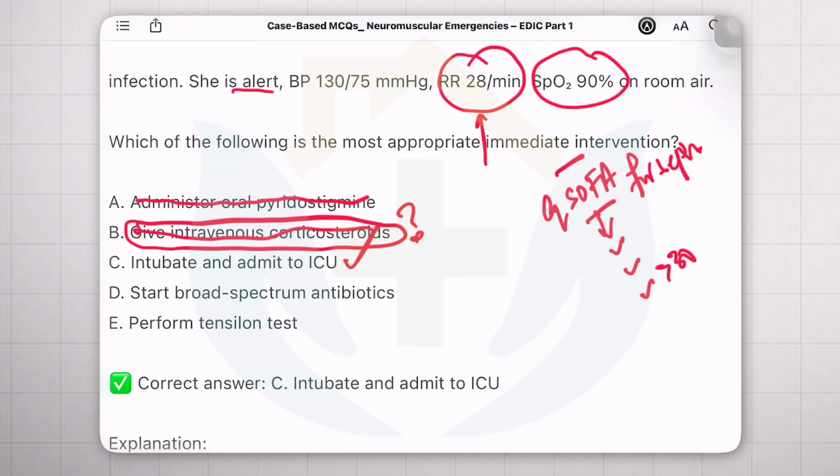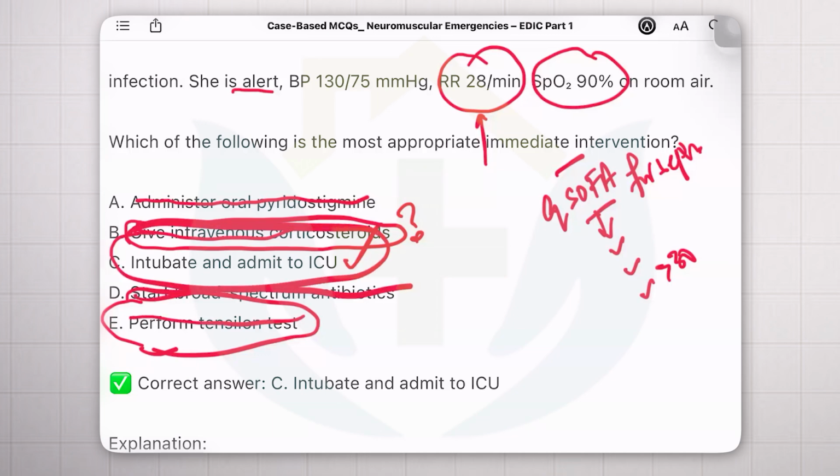Starting broad spectrum antibiotics is just a supportive act. It is not going to be an immediate life-saving step in this patient. And what about performing tensilon test? Anyone? So tensilon test basically is a diagnostic for myasthenia. This is already a diagnosed case. You will not need to make a diagnosis. So this answer is also out. So the only answer is intubating the patient and admitting to the ICU.